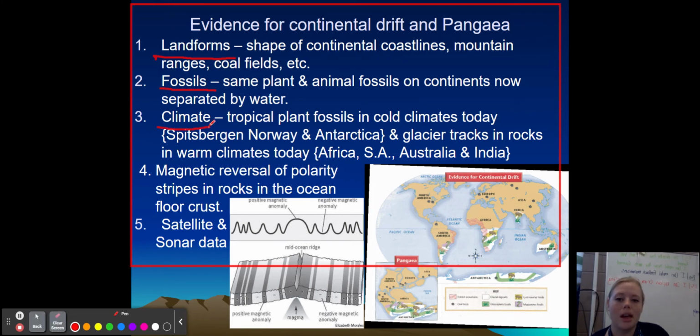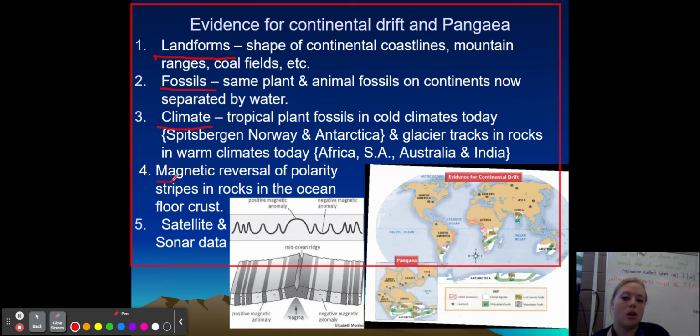Another would be climate, having tropical plant fossils in cold climates. So, for example, in Norway or Antarctica, there's tropical plant fossils, and it's how did they get there? It's not tropical there. But there are also glacier tracks in the rocks in warm climates like Africa, Australia, India, South America. So think about those glaciers as they melted. They would have scooted along because they were on water, and they would have done so very slowly. And as they scooted along, anything trapped in that, like the nut on Ice Age, would be released. And so you find those fossilized in rocks.